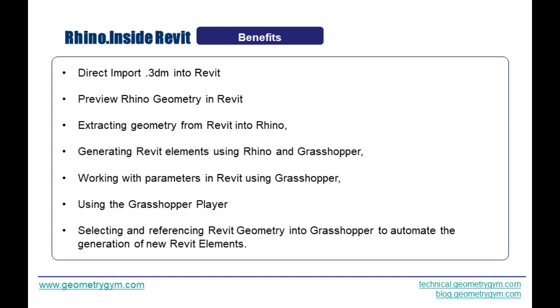There's also a Grasshopper Player, which is similar to Dynamo Player if you guys have used that, which can execute a Grasshopper script from a button. And you can also select and reference Revit geometry, say lines and vertices of Revit elements, into Grasshopper, in a similar way to how you'd do it for Dynamo, but using Grasshopper.